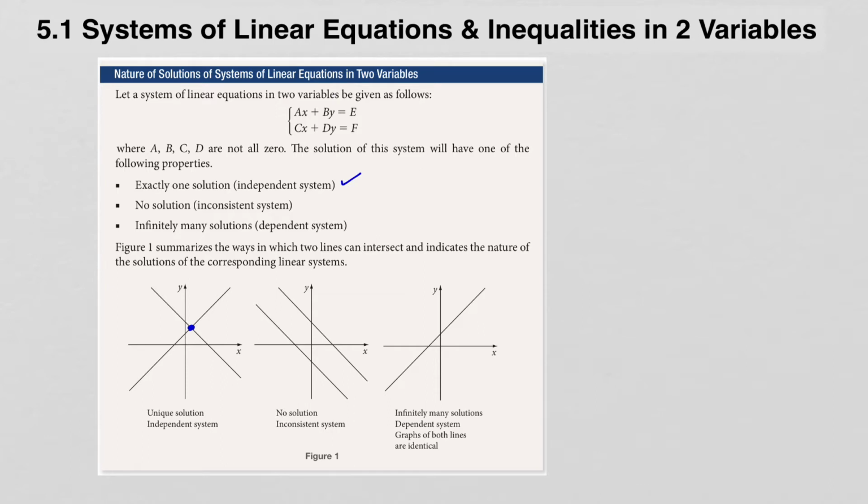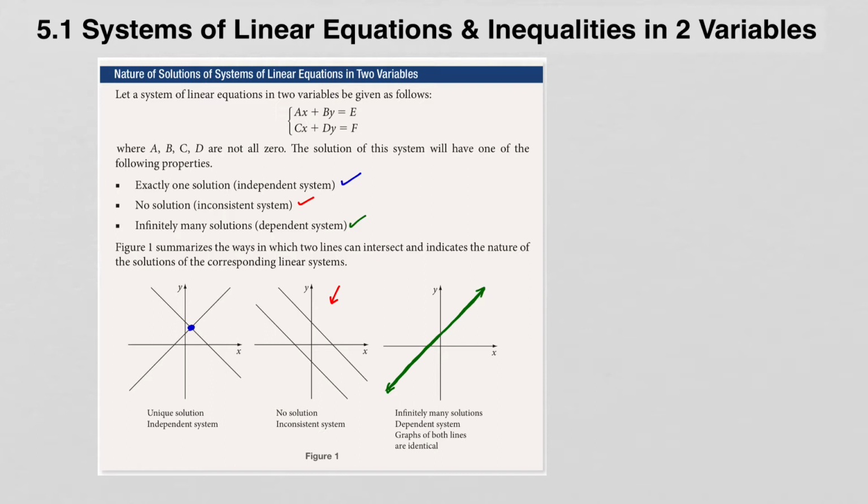Or the lines could be parallel, like you see here. And if they're parallel, that means they do not intersect, which means that there is no solution. And the last thing that can happen is when you graph the two lines, one line might be directly on top of the other line. So in other words, the two lines are actually the same line. And in this case, there are infinitely many solutions.